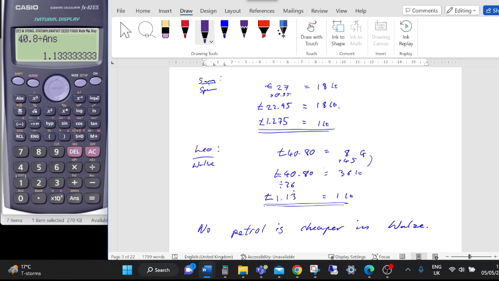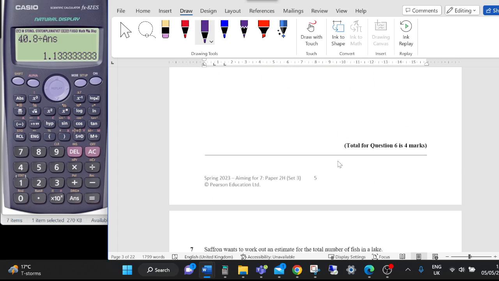So in terms of marking, it is a C1 for Sam is wrong, petrol is cheaper in Wales. And then we go for P1 for any way of converting. Actually, it's a P1 for a full conversion of Spain, and then a P1 for a full conversion of Wales. So 3 P marks and 1 C mark.